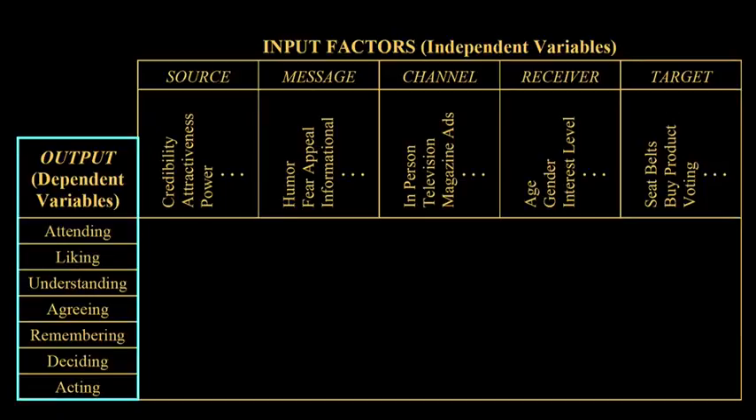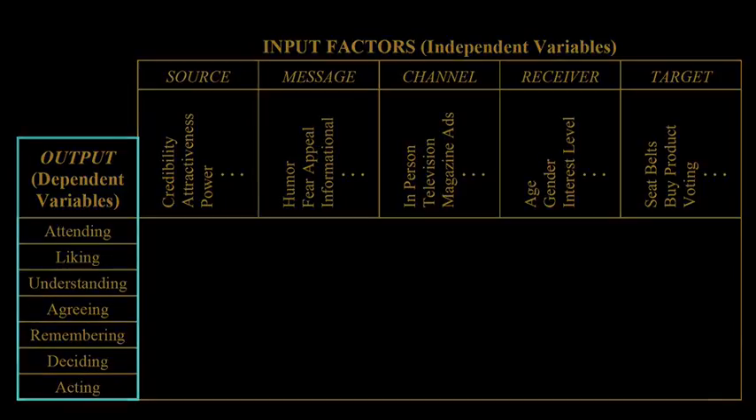The output variables included things such as paying attention, liking, understanding, agreeing, remembering the message, deciding, acting on it, and so forth. When you think about it, the sheer number of variables that you could study and the number of ways these variables could interact with each other is staggering. So it's no wonder that there are so many studies on attitude change. For example, the effects of source attractiveness on purchasing decisions made by people in their 20s. Research on persuasion is also of great practical importance, and the results aren't always what you'd predict.